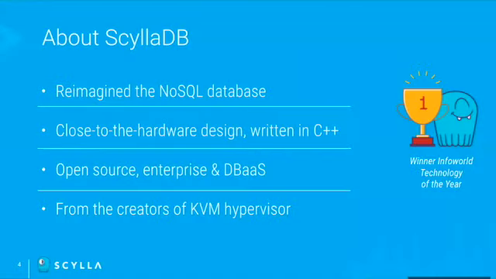Hey, thanks, Peter. I'm going to spend a couple of minutes giving a brief overview about ScyllaDB. We are the company that reimagined the NoSQL database. We have done that by coming up with an innovative close to the hardware design written from scratch in C++. Scylla is API compatible with Cassandra and DynamoDB, but with 10 times the performance and predictable low tail latencies. Our product is open source first, but we also offer enterprise and DBaaS options. Scylla comes from the same folks who developed the KVM hypervisor, which is used by many companies and many public cloud providers. Next slide.